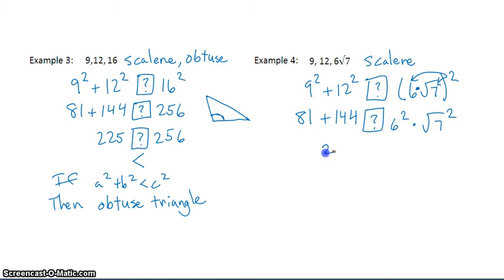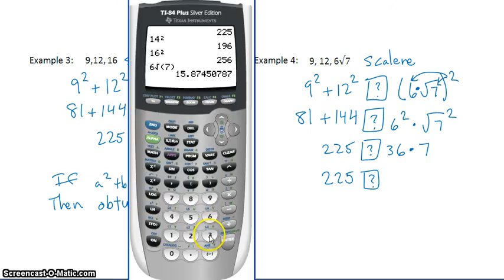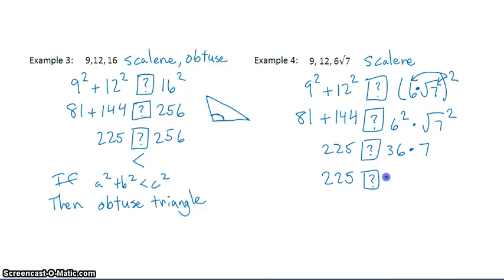81 plus 144 is 225. 6 squared is 36. The square root of 7 squared is just 7. So we're going to compare 225 to 36 times 7. 36 times 7 is 252. And 252 is bigger than 225. So our hypotenuse is bigger. So this is a scalene obtuse triangle.